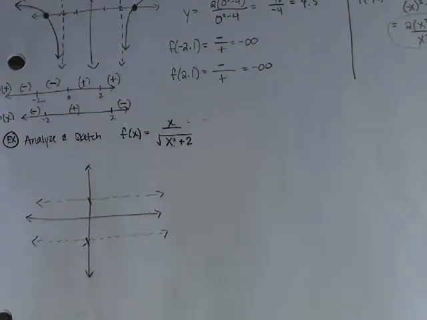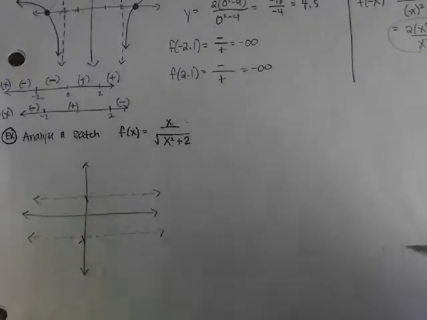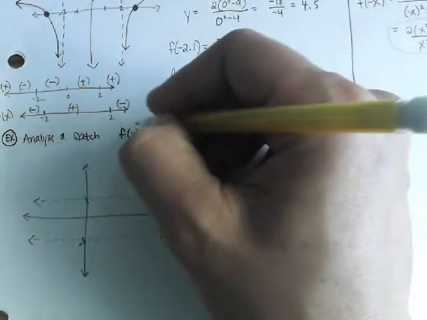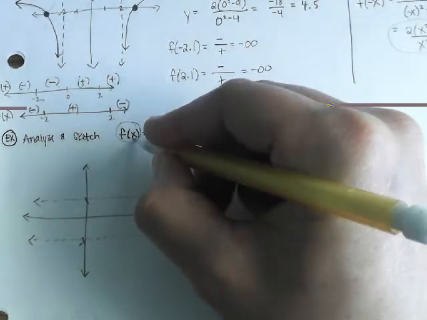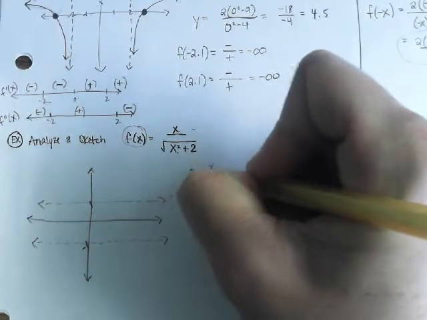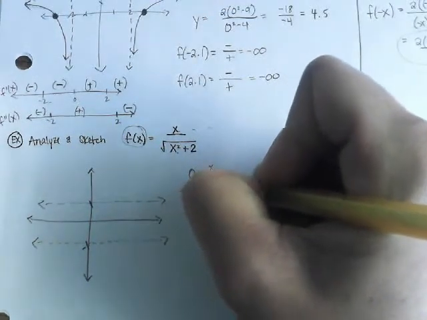How about our intercepts? Aaron, how do I find my intercepts? Set what equal to 0? Well, technically I'm setting y equal to 0. To find my x-intercept, in which case the x-intercept would be 0, right?